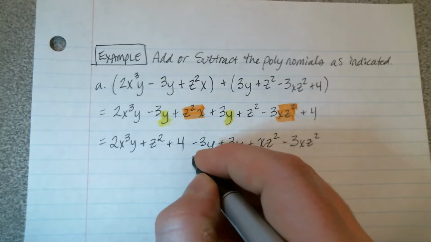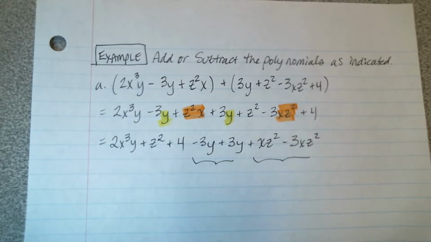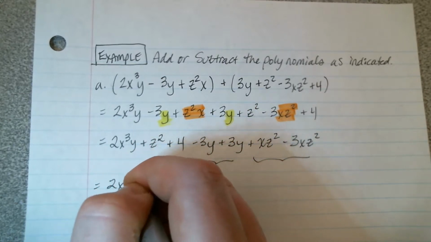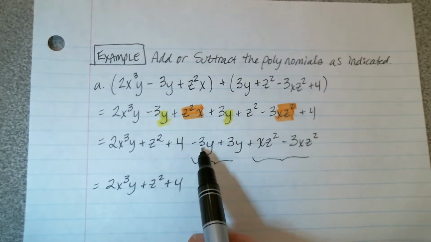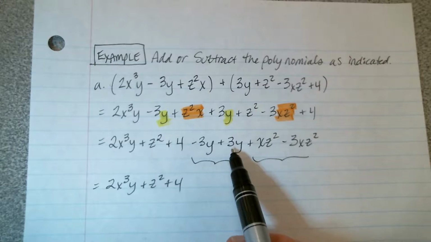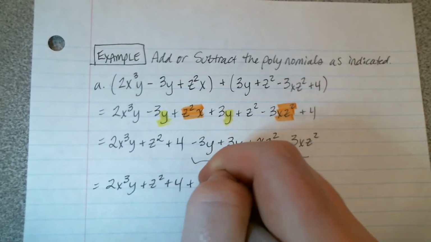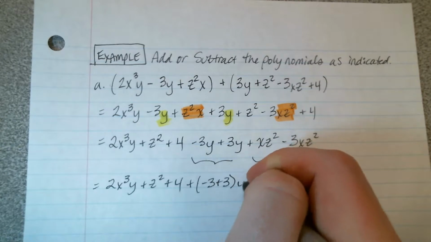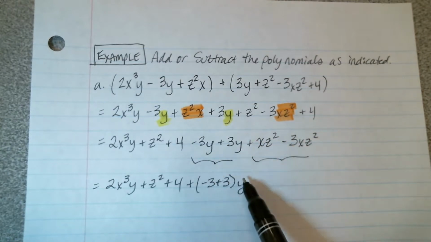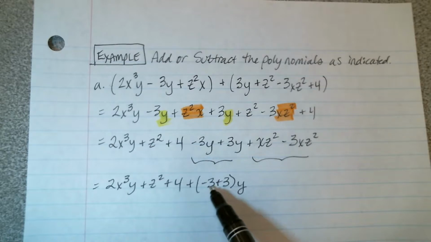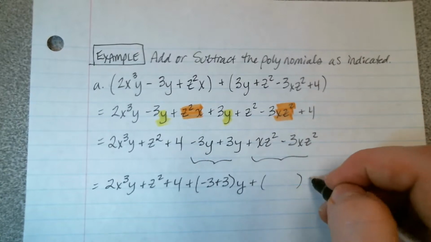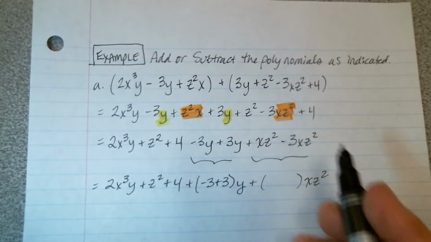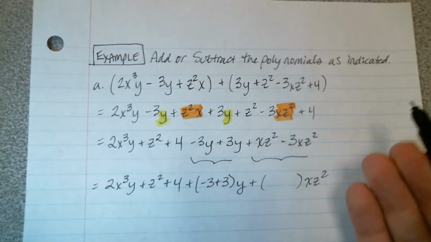Okay, so these two are like terms, these two are like terms. So I'm going to actually combine them together. So a negative 3 plus 3 times y. So I'm going to combine them here, right? You keep the variable part the same and you combine the coefficients by adding them, right? A negative 3 plus 3. So same thing here. I'm going to combine the coefficients and keep the variable part the same. So I have a coefficient of 1 minus 3.